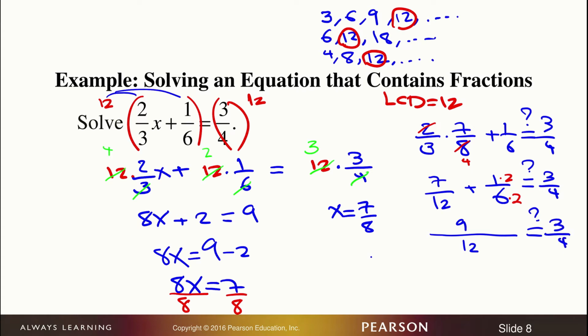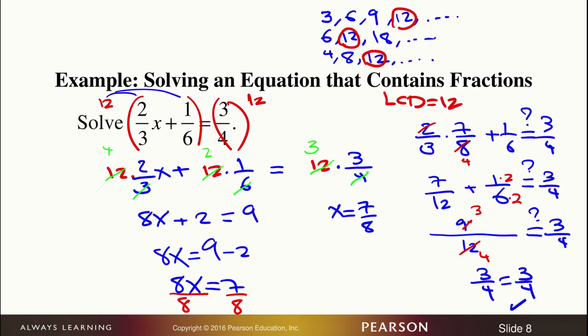And 9/12, of course, if we cross cancel, is, right? 3 goes into 9 3 times, into 12 4 times. So now we finally end up with 3/4 equals 3/4. So we have verified it manually, okay? So that's pretty much the way you would approach a fractional equation. It always works out well that way.